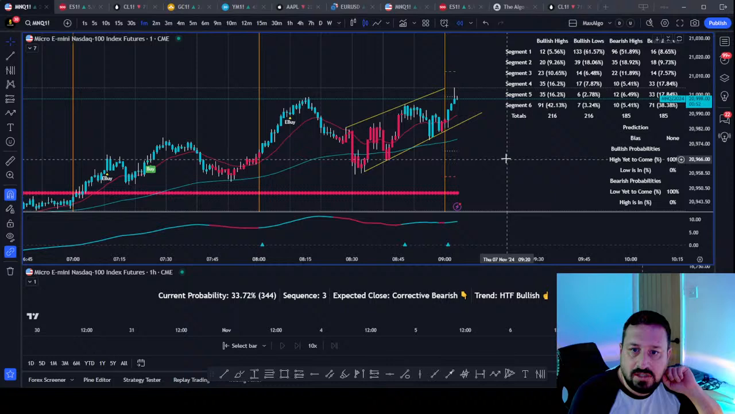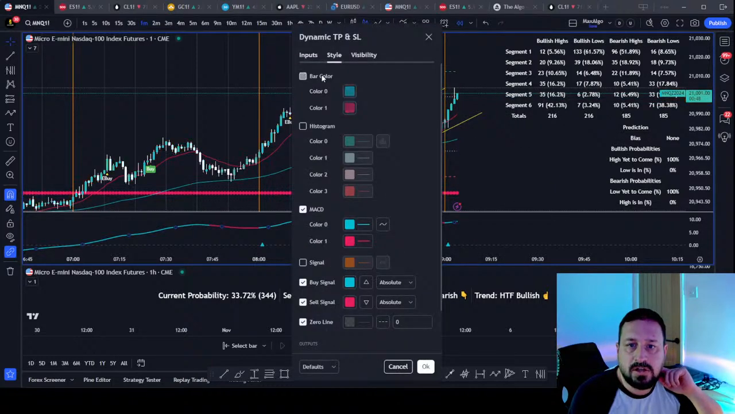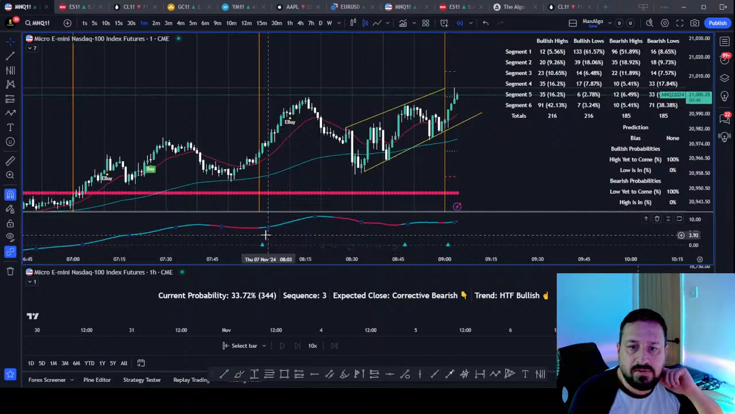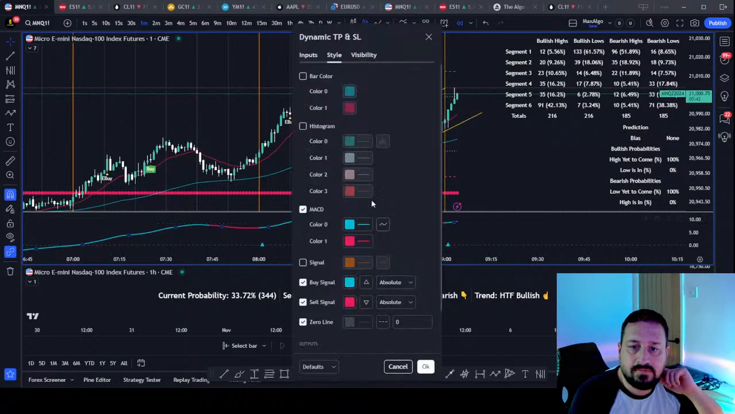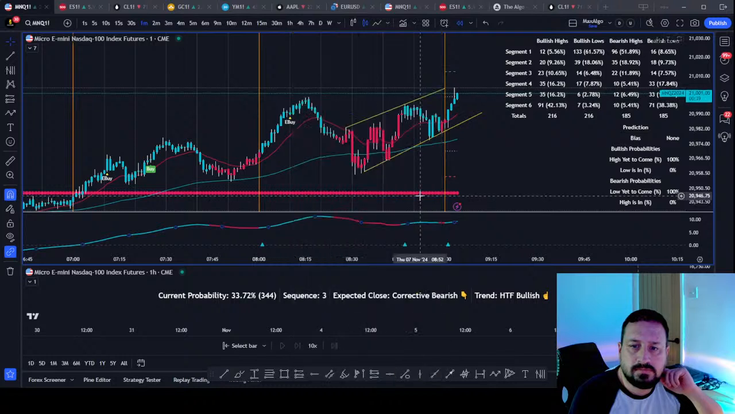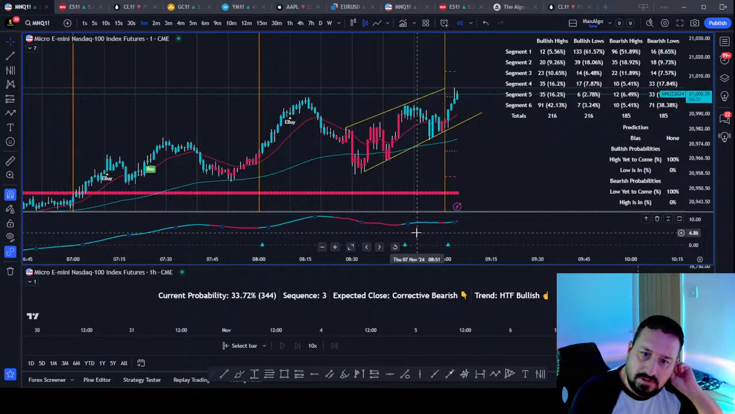It's not Heikin-Ashi. That is just on dynamic TP, mate. You just go into style and you can just turn on bar color. And all it does for you is it just highlights what the current trend of this is. That's all. No worries.